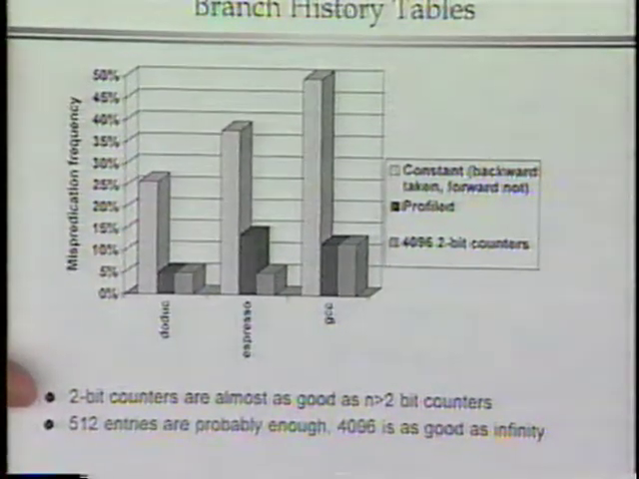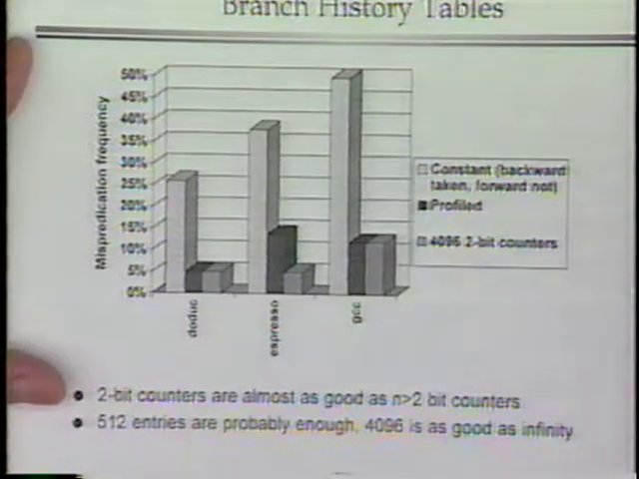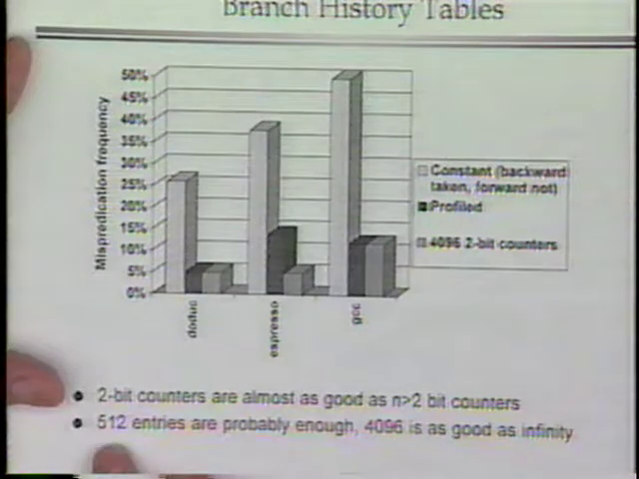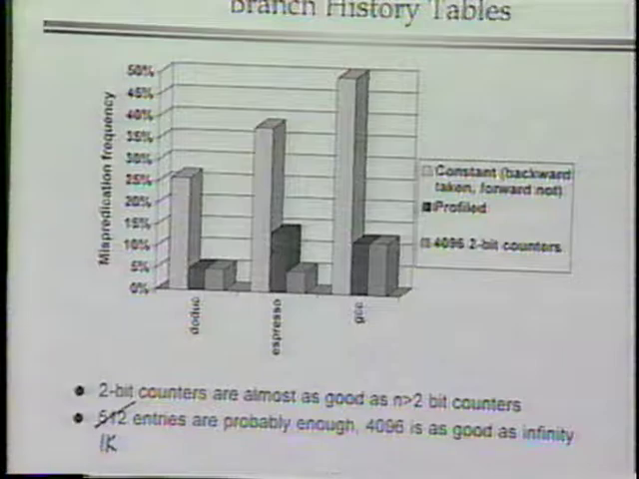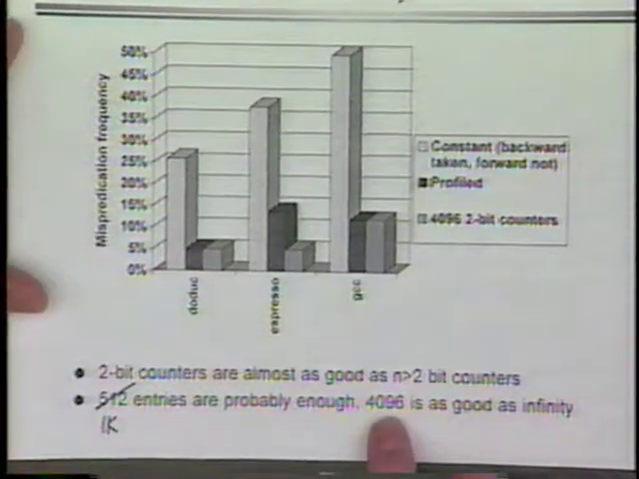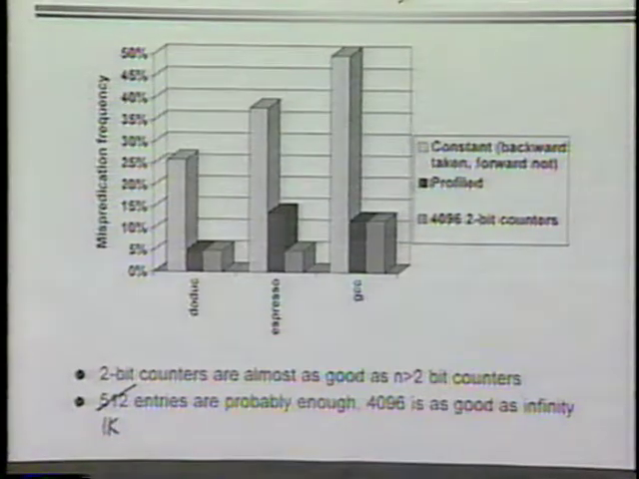Keeping more history than 2 bits or more than 4 states is probably not a worthwhile thing to do. And it also is probably not worthwhile to go crazy over the number of entries. That 512 or maybe 1,000 entries are getting close to the best you can do. And if you want to get up as high as 4,000 entries, then you might as well stop there, because an infinite number of entries is not going to do any better for you.